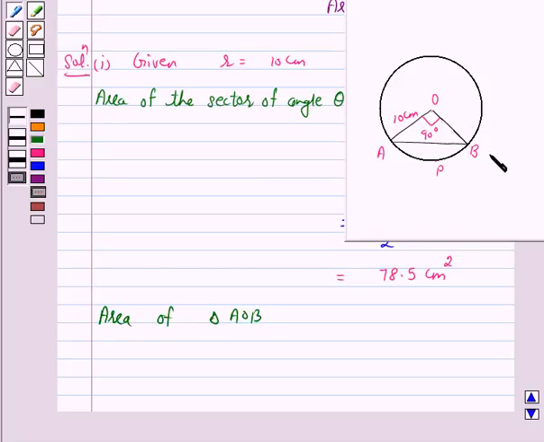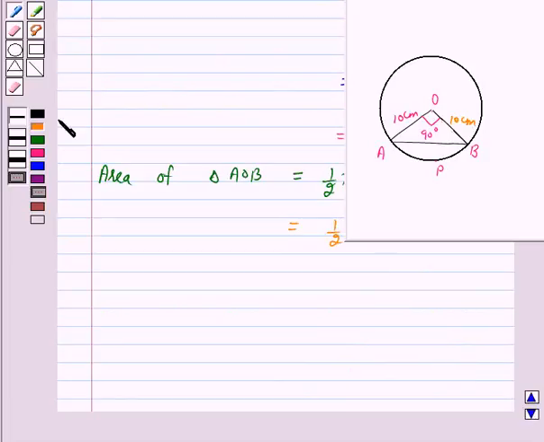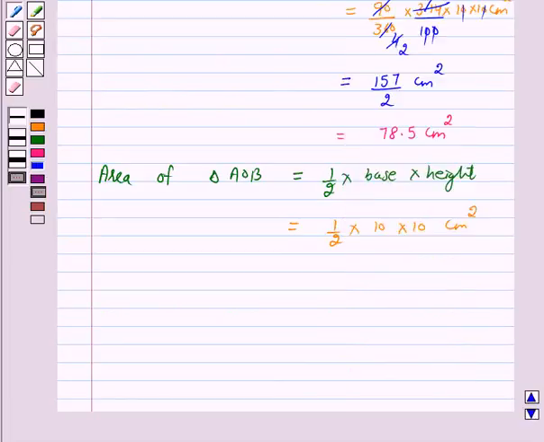Now area of triangle AOB. Now this is a right triangle because angle AOB is 90 degree. So this is equal to 1 by 2 into base into height. Now base is 10 centimeter and height is also 10 centimeter. So this is equal to 1 by 2 into 10 into 10 centimeter square. So this is equal to 50 centimeter square.